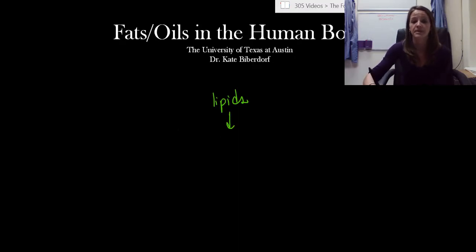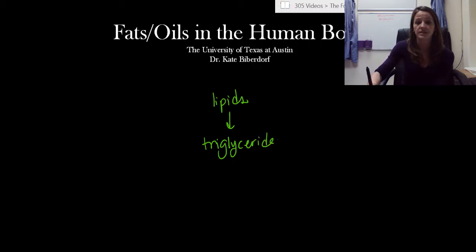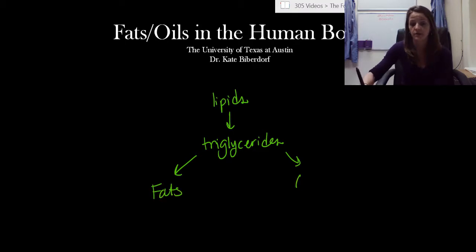Now we break lipids down into what are called triglycerides. So we know that we can synthesize triglycerides by taking 3 fatty acids, treating them with a glycerol molecule, and we can create a single triglyceride in addition to 3 water molecules. Now, we can break these triglycerides apart into either what are called fats or oils.